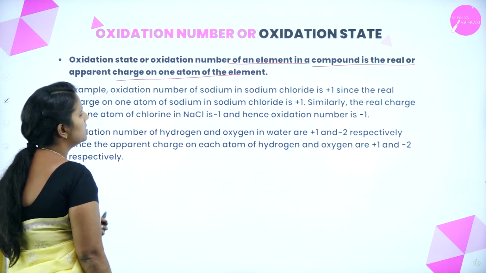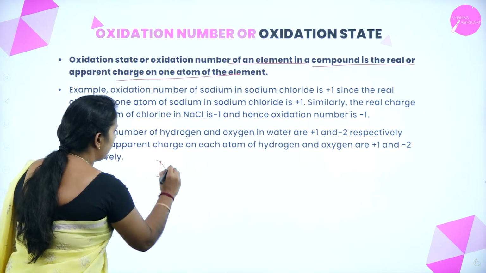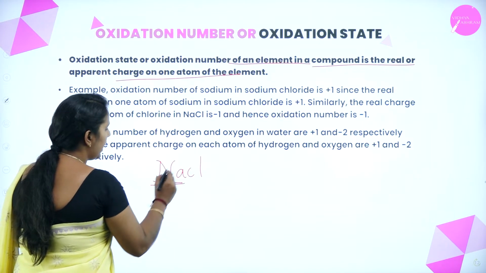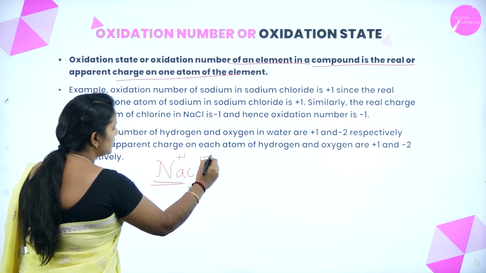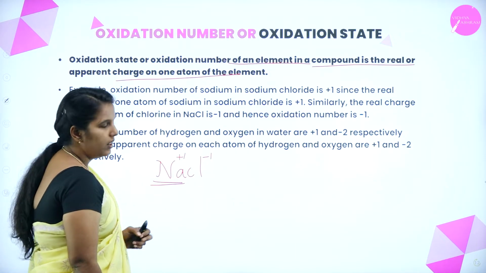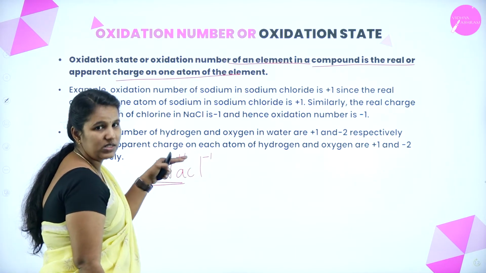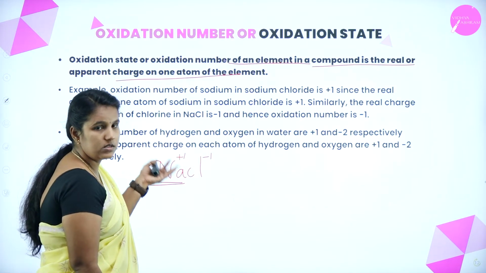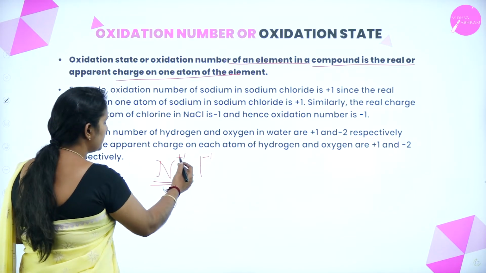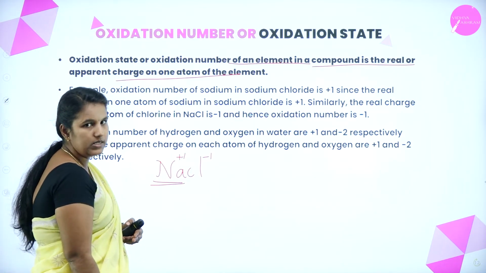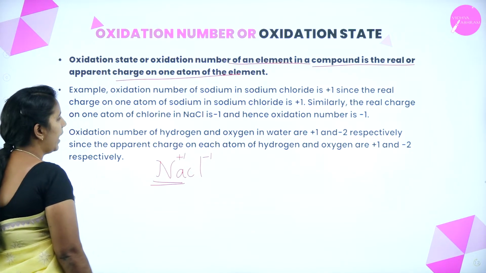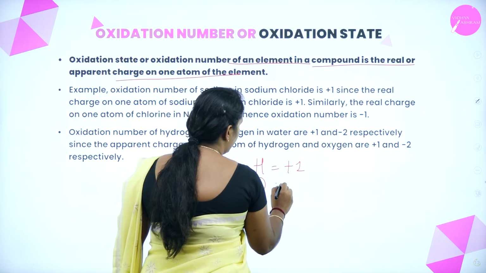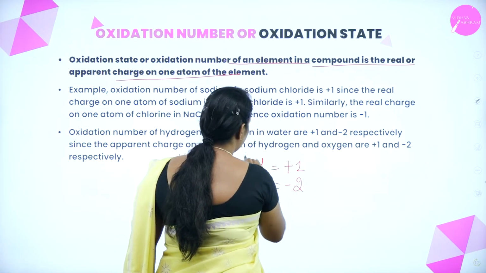I have an example of sodium chloride. If I write sodium chloride, we know that sodium has a +1 charge, whereas chlorine has a -1 charge. This is the apparent charge of these elements. Is it right? And maybe it is real also. Hence, the oxidation number of sodium is +1, whereas that of chlorine is -1. And the oxidation number of hydrogen is always +1, whereas for oxygen, it is -2.